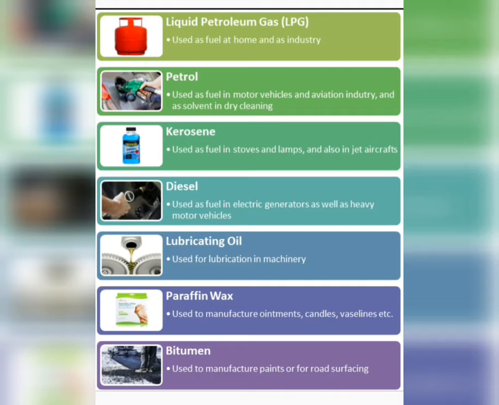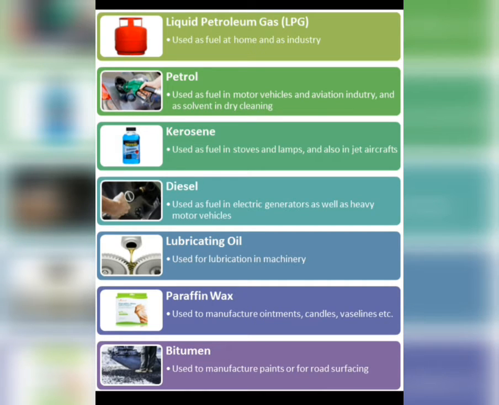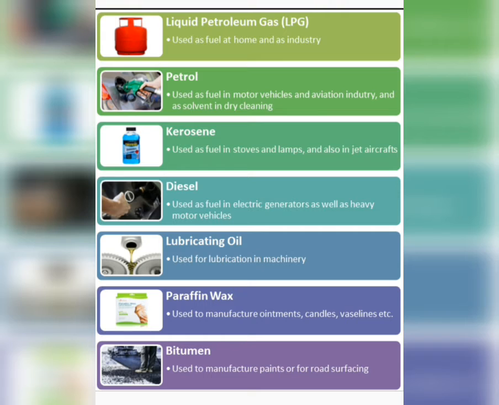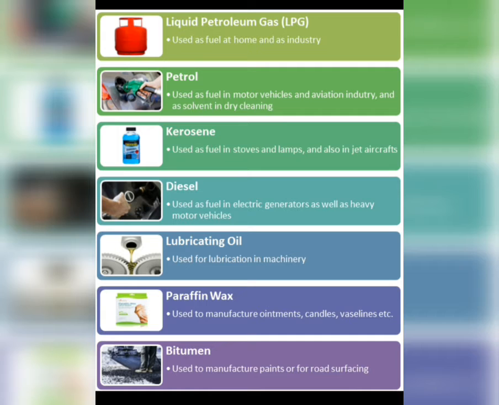So, students, petroleum gas is used as a fuel in homes and industry. You are aware about it, right? It's used as a fuel as such, or in the form of liquefied petroleum gas, also called LPG, that we use in our homes for cooking purposes, right? Then petrol is used as a fuel in light motor vehicles like cars and motorcycles, and it is also used as a solvent for dry cleaning.